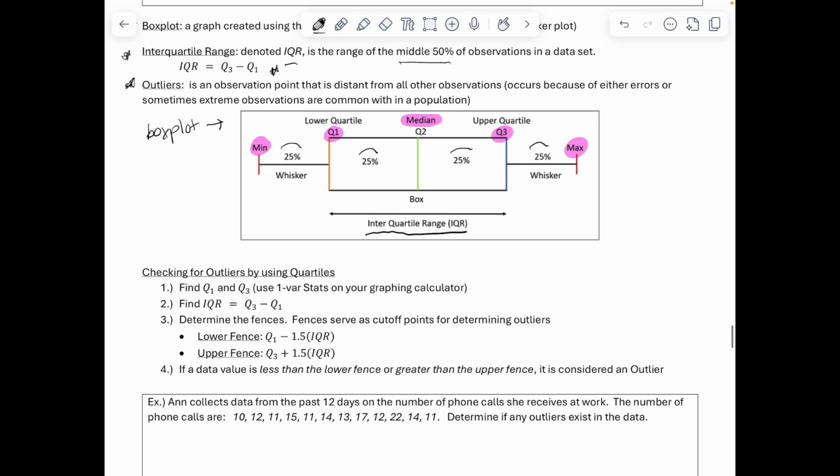So to check for outliers using our quartiles, we need to find Q1 and Q3, and we've done this already above, and this is using one var stats on your graphing calculator. Then we're going to find the IQR, which is Q3 minus Q1. Determine the fences, and so this is our formula that we need for fences. The lower fence is Q1 minus 1.5 times the IQR, and our upper fence is Q3 plus 1.5 times the IQR. If a data value is less than the lower fence or greater than the upper fence, then it's considered an outlier.